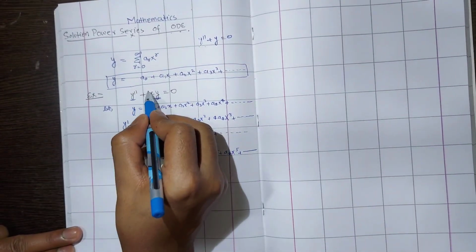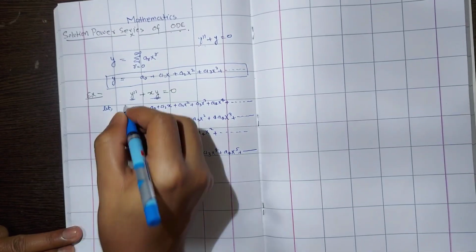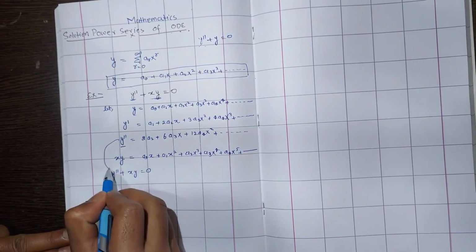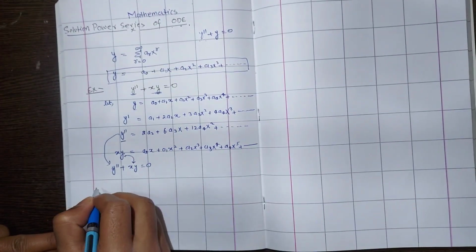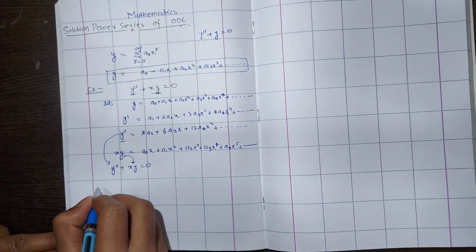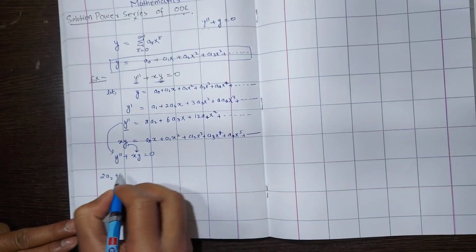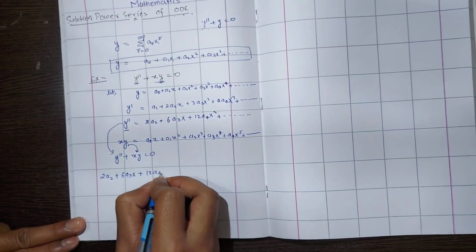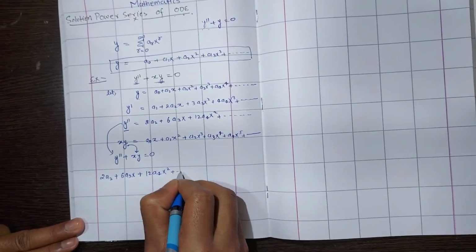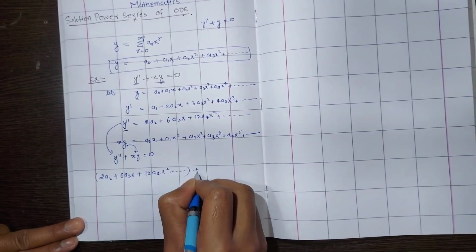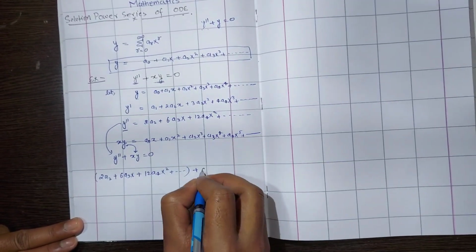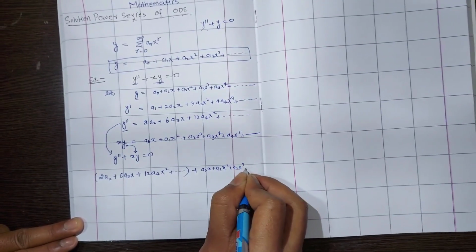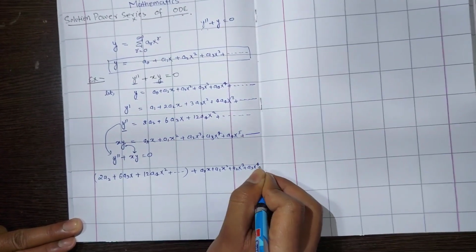Now writing the equation, y double dash plus xy is equal to 0. Now just put the values of y double dash and xy here. What you will get? 2 times a2 plus 6 times a3 into x plus 12 times a4x square and so on, and the xy terms are a0 x plus a1x square plus a2x cube plus a3x to the power 4, like this.